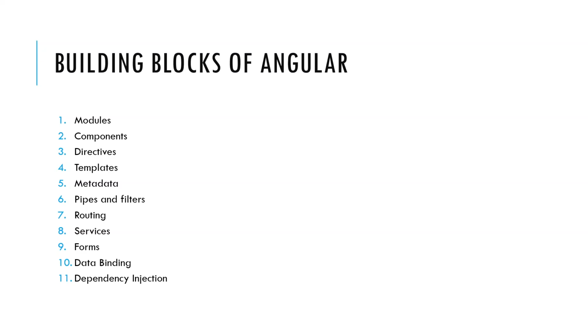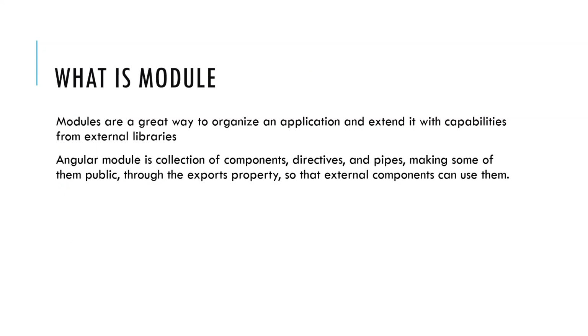So what are the building blocks of Angular? The modules, components, directives, templates, metadata, pipes and filters, routing, services, forms, data binding, dependency injection. So let me go through each one. So what is a module? Modules are a great way to organize an application and extend it with capabilities from external libraries. An Angular module is a collection of components, directives, pipes, making some of them public through the exports property so that external components can use them.